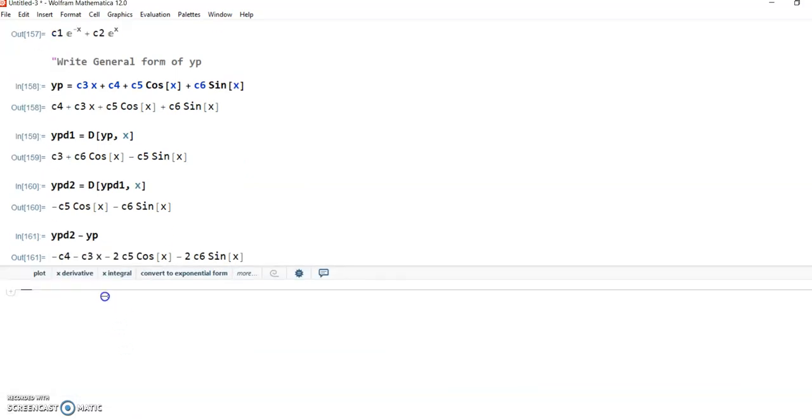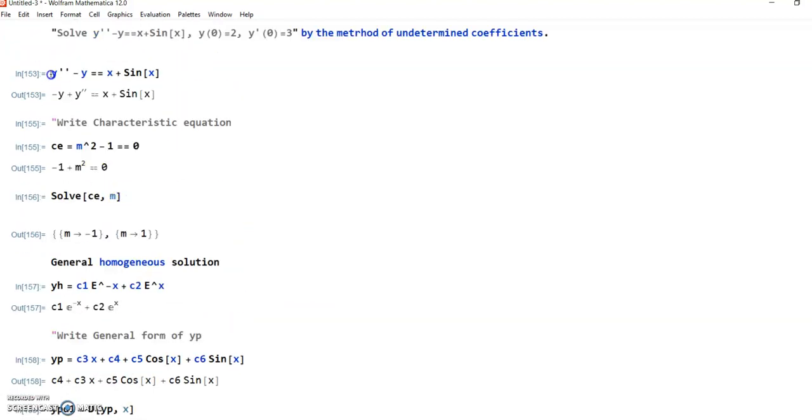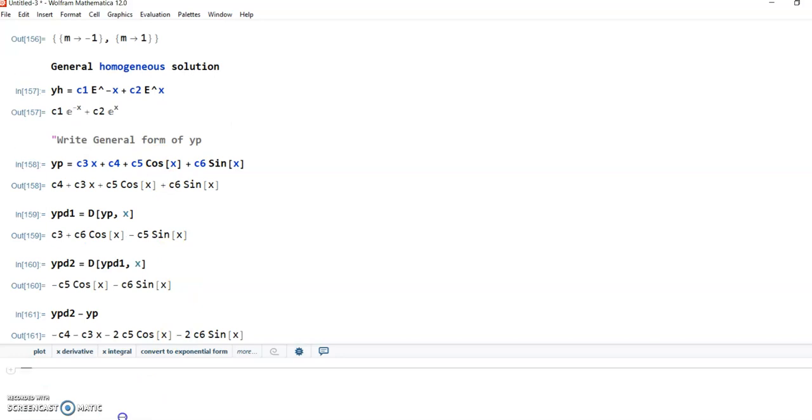So this will be the function. This will be represented by y double prime minus y. So it has to be equated to the coefficients of x plus sine x. So for this purpose, I will write an equation like this.